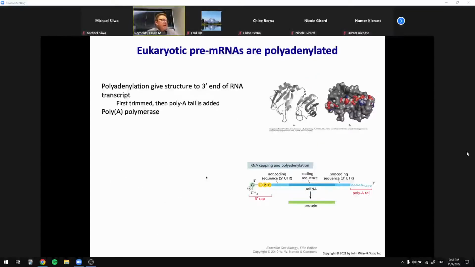Also, what will happen is as we finish up transcribing, a poly A polymerase comes and puts on this poly A tail. And so this really is important for stabilization of the messenger RNAs. And this is hundreds of bases long, so a few hundred bases of A's are added.